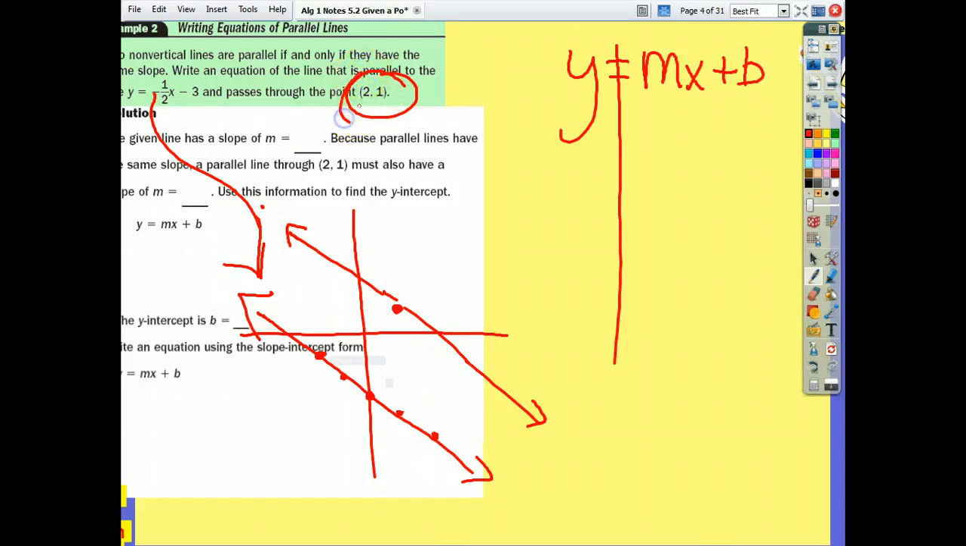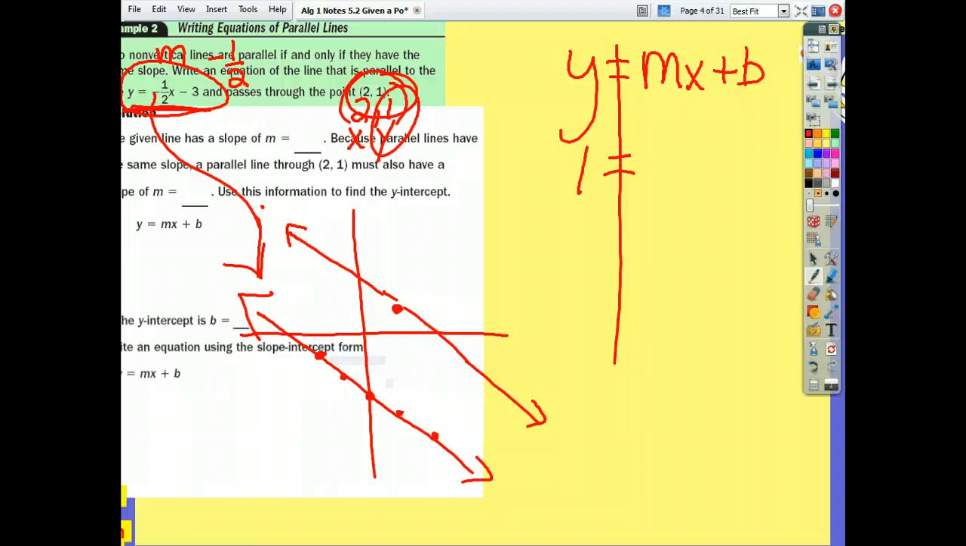Okay, because they give us the ordered pair, they want it to go through 2 and 1. Here's my x, here's my y. So what's my y? My y is my 1. So 1 equals, what's my slope? Well, my slope has to be parallel to this one, so I have to pick my m out of here. What is my slope out of here? A -1/2, because we want it to be parallel, so it has to have the identical slope.